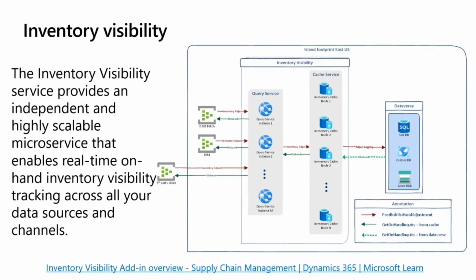The inventory visibility add-in, also referred to as inventory visibility service, provides an independent and highly scalable microservice that enables real-time on-hand inventory visibility tracking across all your data sources and channels, so not only Dynamics 365. It also allows you soft reservations and changes to better address on-the-fly allocation scenarios. It is natively integrated with Dynamics 365 Supply Chain Management and its business logic, but it's not exclusively used for that. So if you have multiple sources and multiple channels for the on-hand, you can combine them using this service that sits on top of Dynamics Supply Chain Management. And then you can query, of course, to retrieve the information required.